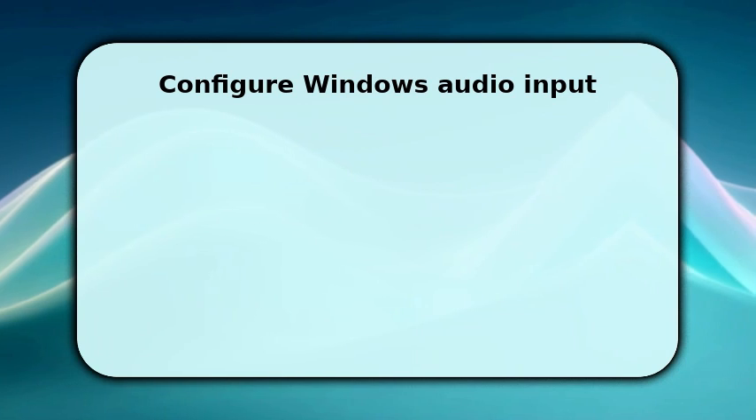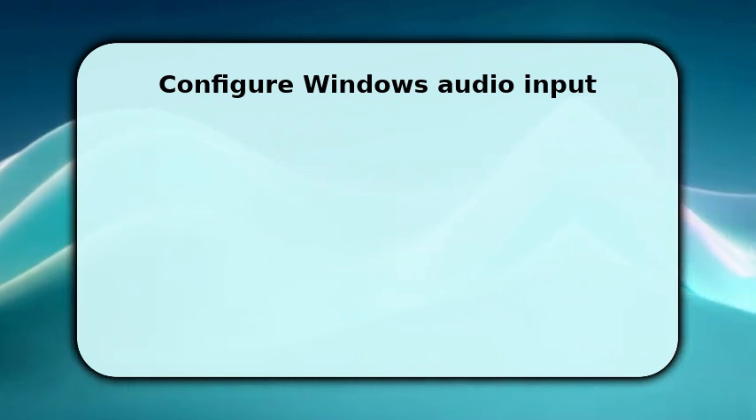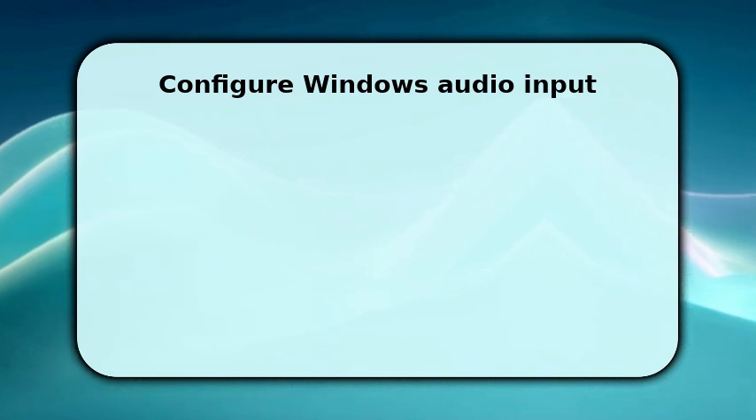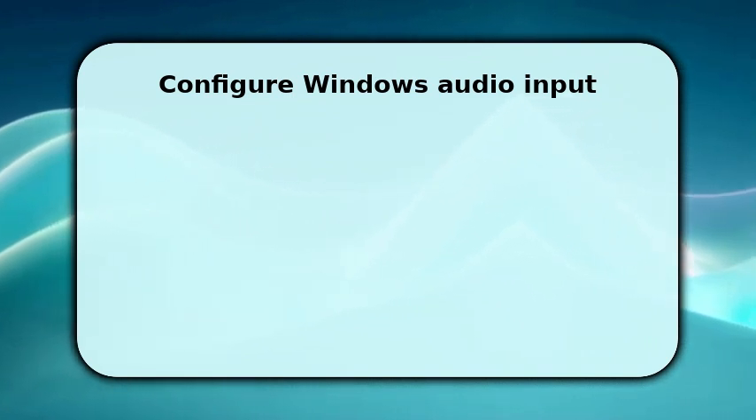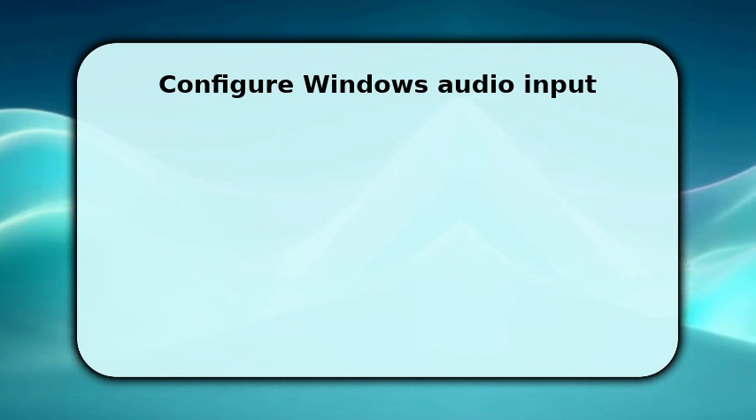Once set, test with Voice Recorder or the app you intend to use. If levels are low, enable Microphone Boost or tweak levels in Advanced Device Properties. Make sure other mics are disabled to avoid automatic switching and inconsistent input selection.